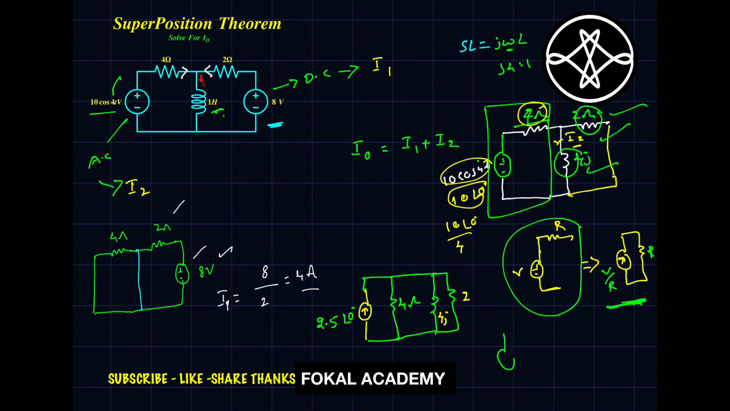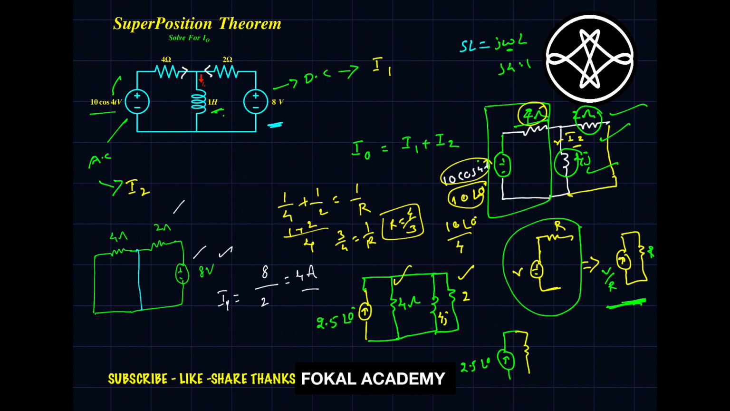After redrawing the circuit, this is the current 2.5 with phase angle 0. Whenever two resistors are in parallel, 1 by 4 plus 1 by 2 equals 1 by R, the overall resistance. The LCM is 4, so 1 plus 2 is 3 by 4, equal to 1 by R, so R equals 4 by 3. This is the overall resistance for these two components, so replace them with a single resistor of 4 by 3. Next the inductor is 4j, and in the inductor we have current I2.